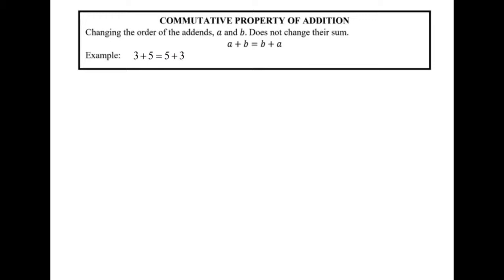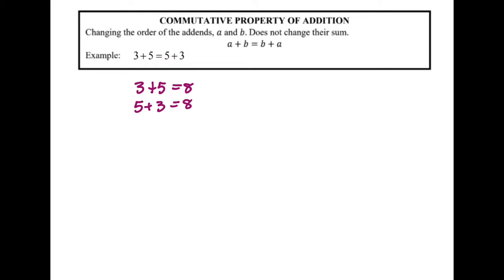And here it is written as a sentence, as an equation or a formula, and then there's an example. Changing the order of the add-ins, A and B, does not change their sum. The way that we wrote it on the past pages, we said, for example, 3 plus 5 was 8, and 5 plus 3 is 8. So it's just showing you that you reverse the order and you get the same answer. But because they are equal to 8, you can say they are equal to each other, like this.